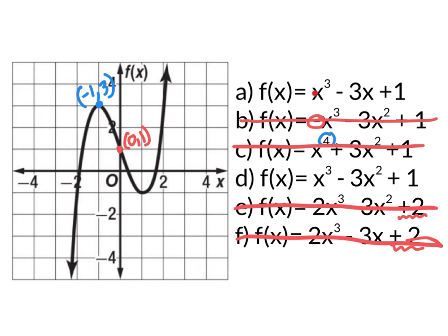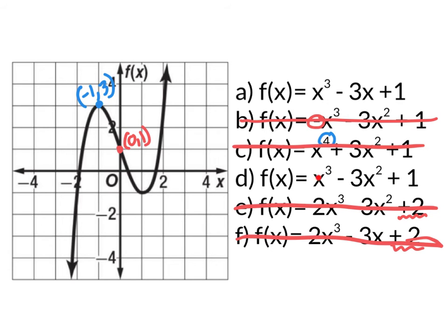So plugging in -1 for x to the third, -1 times -1 times -1 is -1. -3 times -1 is +3. So 3 minus 1 is 2. 2 plus 1 is 3. It looks like this gave us the output 3, which means this would be the correct point. This would be the correct function.